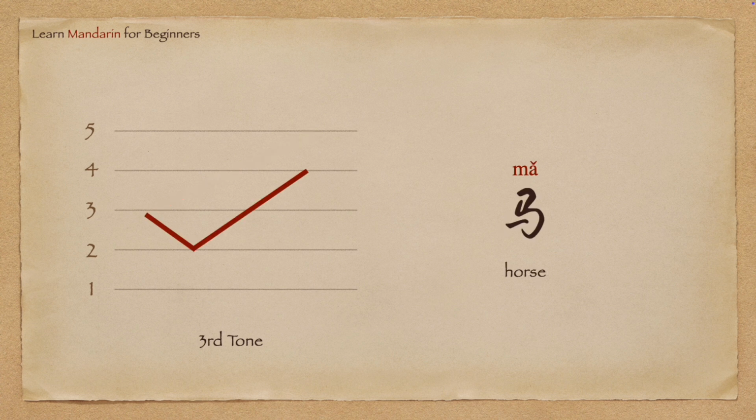The third tone goes down and then up. In slow, careful speech, it has a clear dip. For example, ma, which means horse. Don't rush it. Let your voice sink, then rise. Repeat after me. Ma. Once again. Ma.